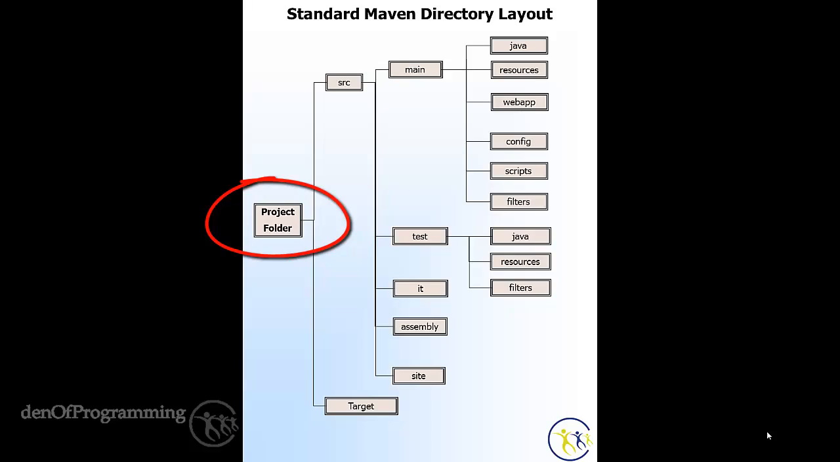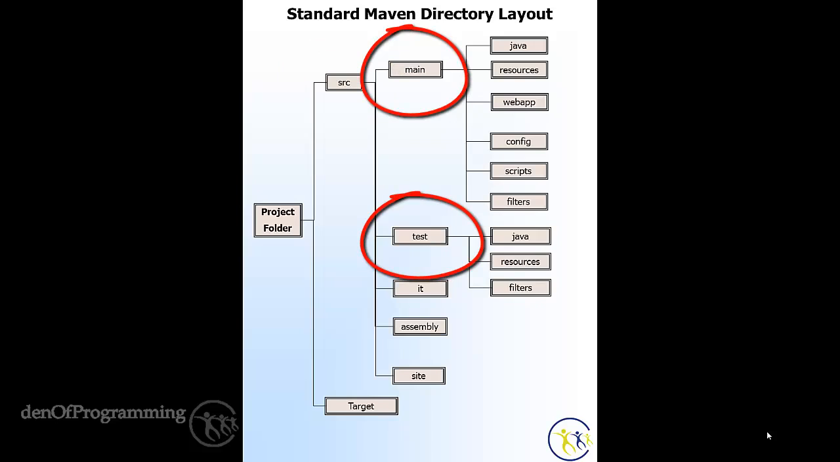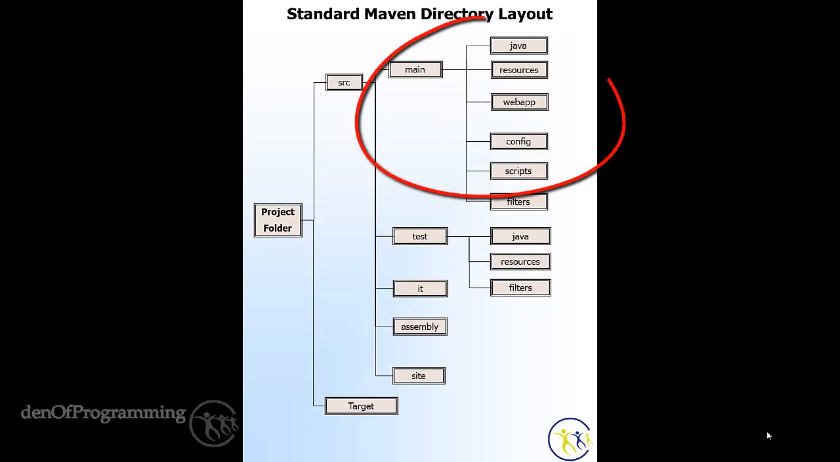All source code is contained under the project folder, in a folder named src, an abbreviation for source. The src directory contains several subdirectories, the important ones for now being main and test. Main contains all the main artifacts for an application itself. That is, the application source code. In our case, the application is written in Java, so main contains a subfolder called Java for Java sources.